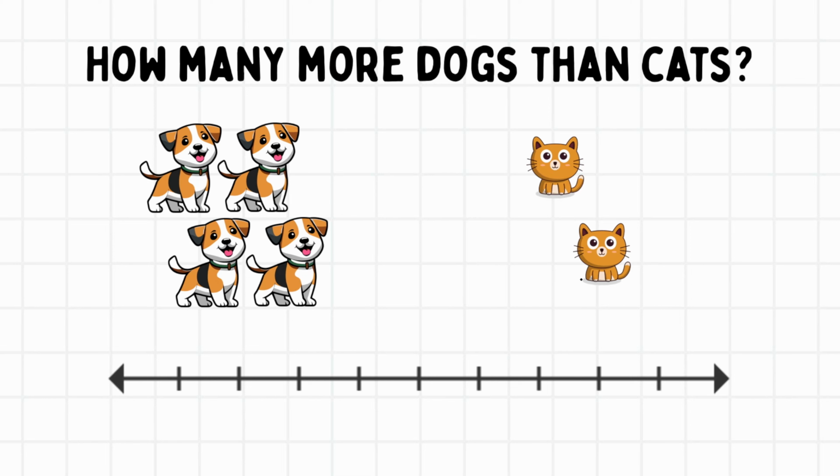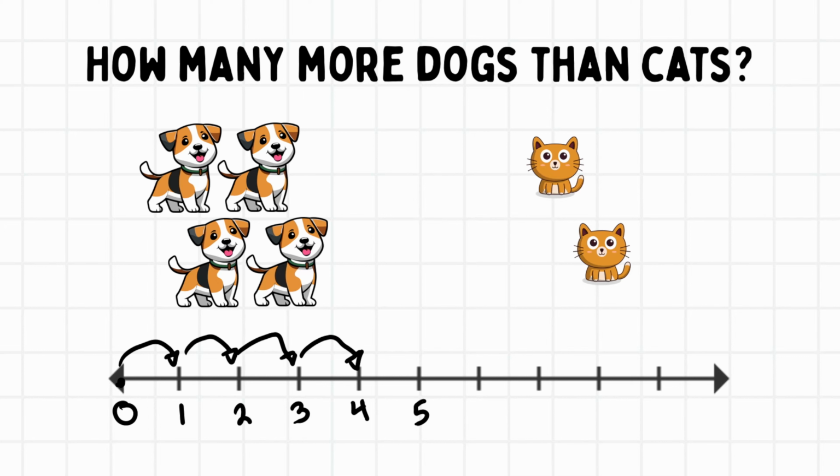So let's try to answer this question together. How many more dogs are there than cats? So let's start off by labeling our number lines. So 0, 1, 2, 3, 4, and 5. And let's start counting the number of dogs. So there's 1 dog, 2 dogs, 3 dogs, and 4 dogs.